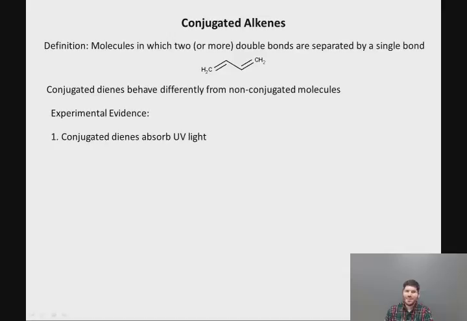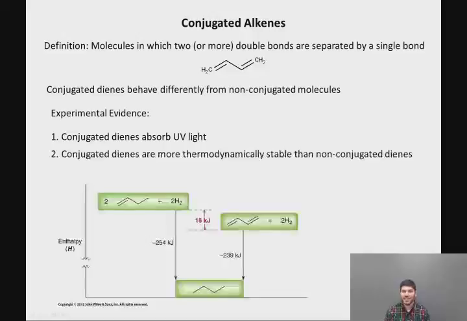Conjugated dienes behave differently from non-conjugated molecules in 3 ways. The experimental evidence that there's something different about conjugated dienes is, first of all, they absorb UV light, which is the main topic under consideration in this lesson. But secondly, conjugated dienes are actually more thermodynamically stable than non-conjugated dienes. We will see a couple of reactions as we proceed through this course where the extra stability due to conjugation drives a certain reaction step.